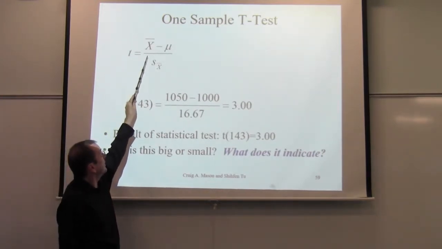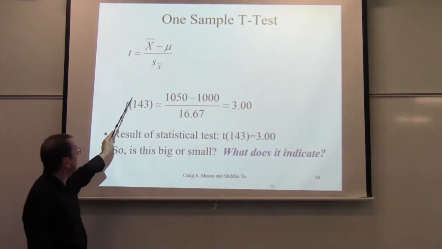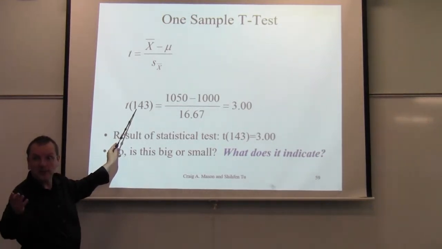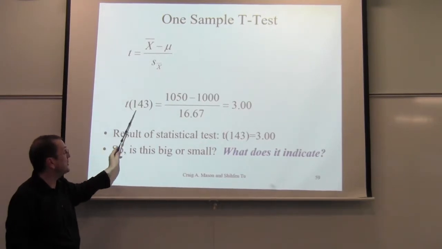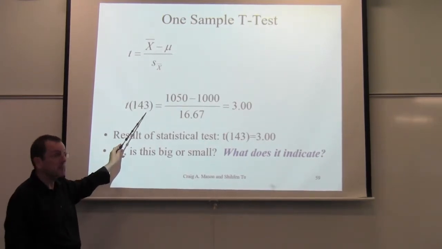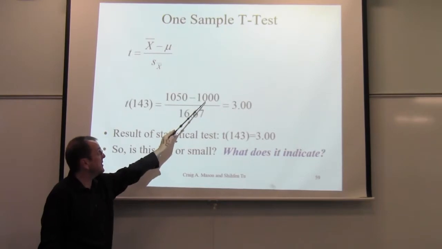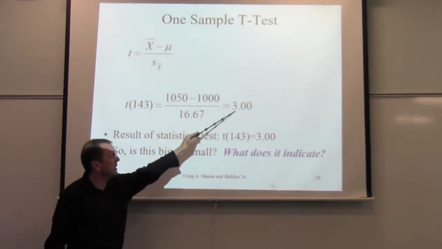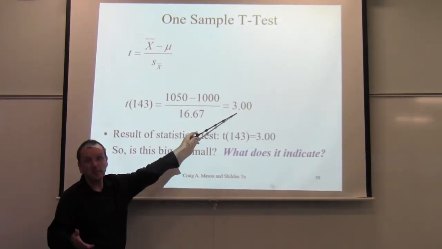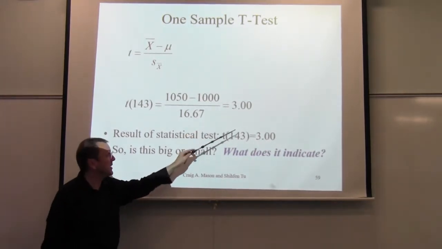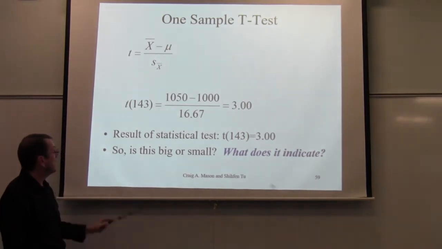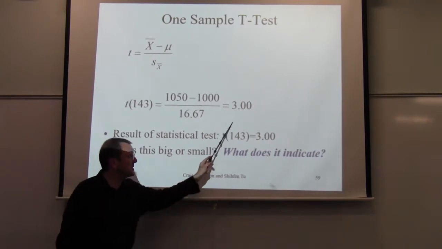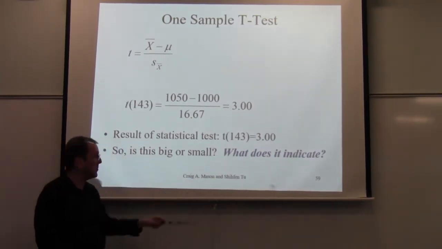To get the t-score, I write it out. T with n minus 1 degrees of freedom, so I had 144. So t with 143 degrees of freedom is 1050 minus 1,000 divided by the standard error of the mean. That works out to be exactly 3. That's because I made up the numbers to keep the math simple. So the result: t with 143 degrees of freedom equals 3.0. This is exactly how you write it up for your paper.